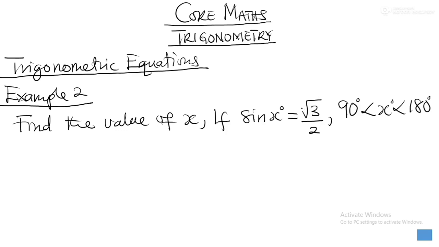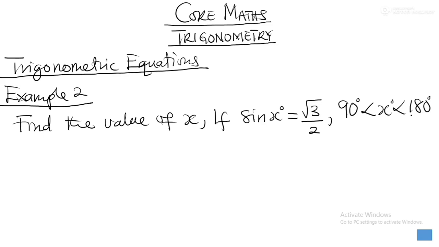And we know that sine is positive in the first and second quadrant. So here the possible values are a value in the first quadrant and a value in the second quadrant. But the condition here is limiting us to only what? One value. So now our x is between 90 degrees and 180 degrees.